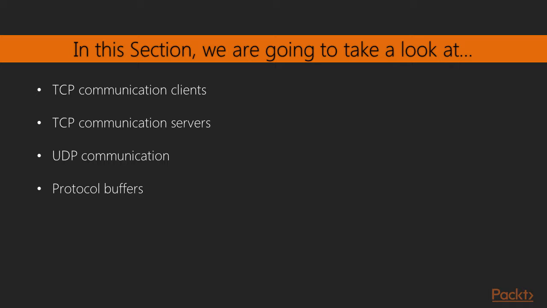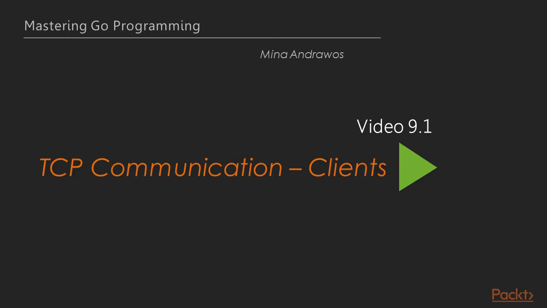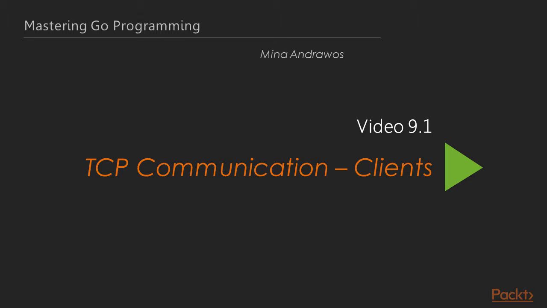In this section, we'll cover TCP communication by exploring how to write TCP clients in Go, and then how to write TCP servers in Go. And then from there, we'll cover UDP communications. And then at the end, we'll explore the popular protocol buffer message format, which is used in communications in modern software. Now, we move to the first video of this section, which is TCP communication clients.